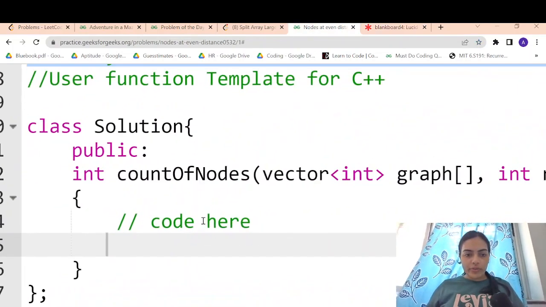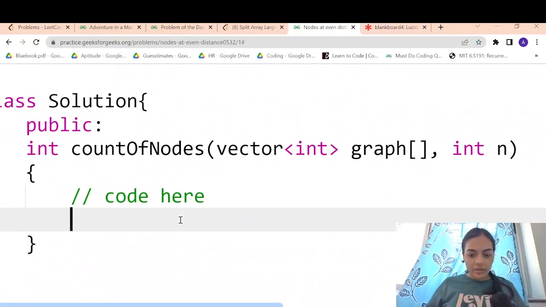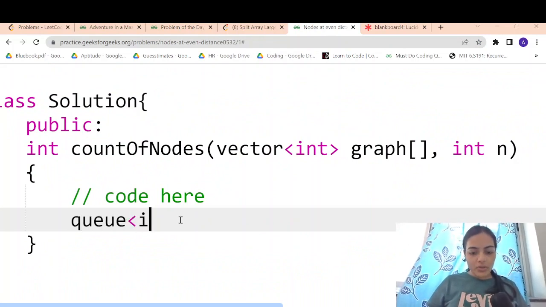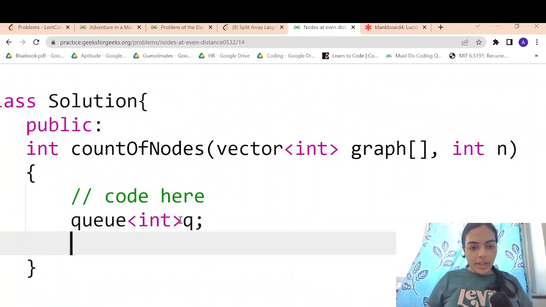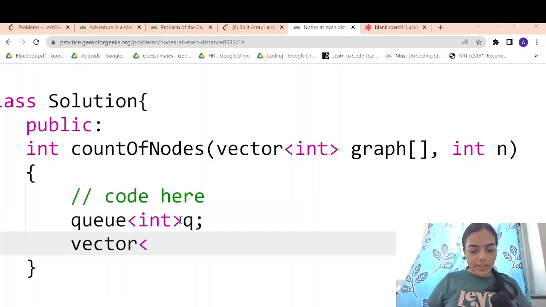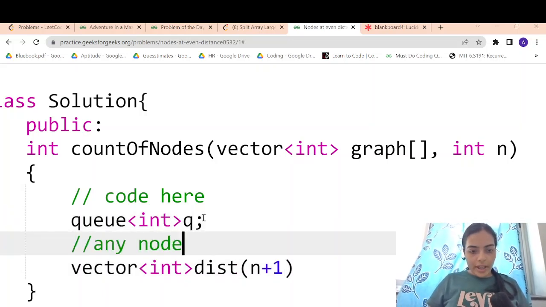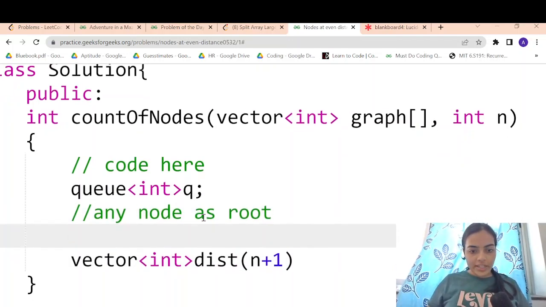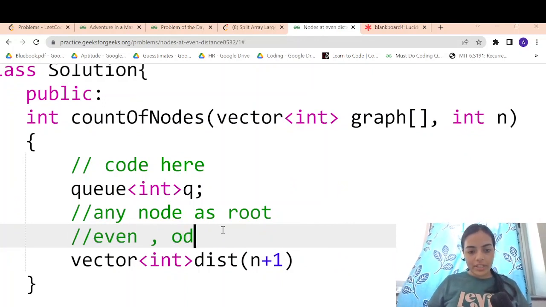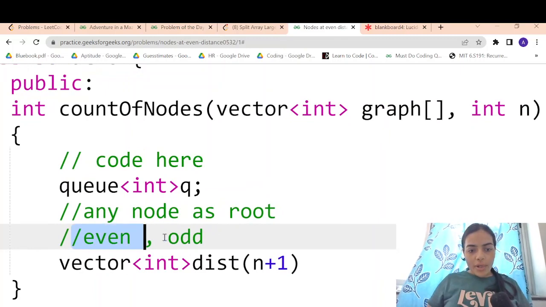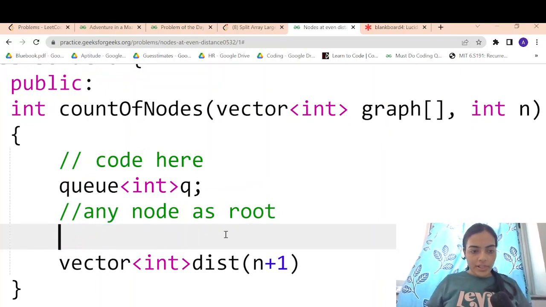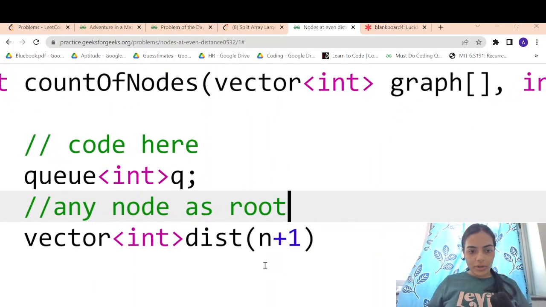Now let's quickly move forward to coding it. So you can use any traversal algorithm, whichever you like, BFS or DFS. Let's just quickly solve it using BFS. So for BFS you need a queue, and what else do you need? You need a distance array. So you can make any node as root node, and then in the distance array you can see which nodes are at even distance relatively compared to each other and which nodes are at odd distance. All these will form pairs, and you can find out the total answer.